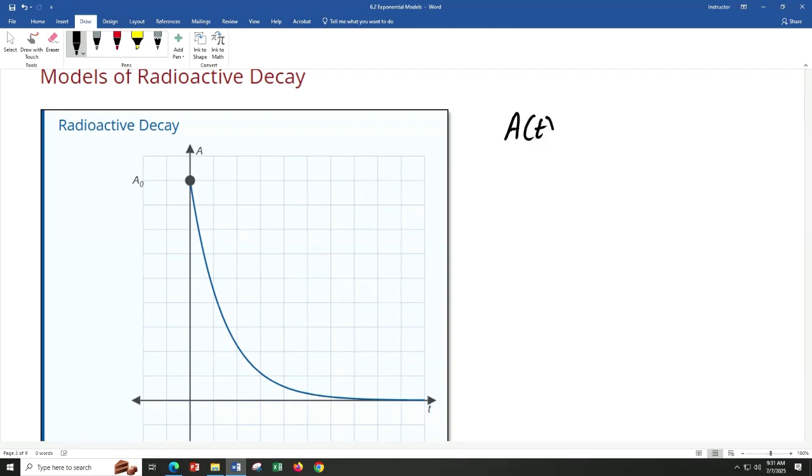Now you have A of T. And then you have A sub 0 and A to the T. Once again, it's an amount after a certain time. Here's your initial. Here's your time. And here's your growth rate.